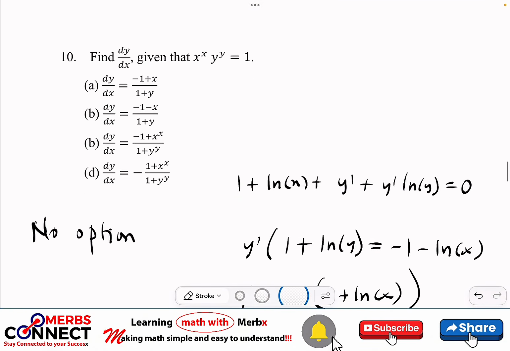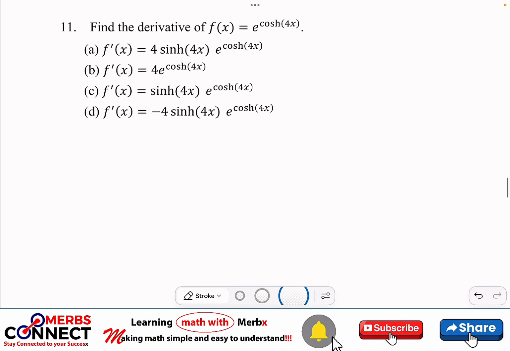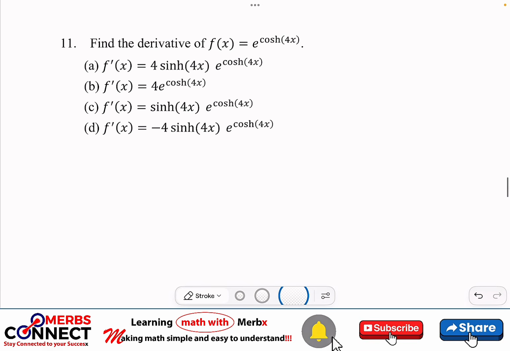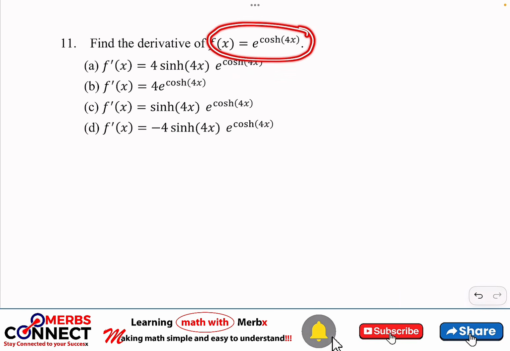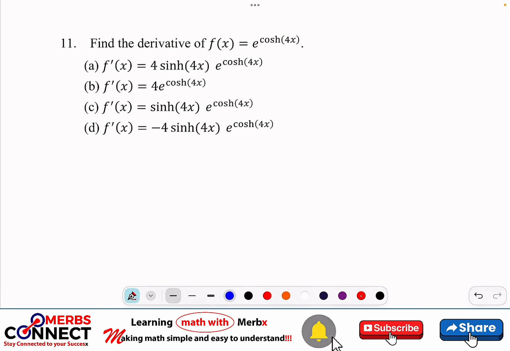So no option. Now let's move to question 11. Let's move to question 11. Now we want to differentiate this, right? So we have the exponential function, and we recall the exponential function, right? E to the power u. So if y is equal to this, then y prime is u prime e to the power u. So that's the exponential function. So now we can see that when you compare, u is equal to the hyperbolic function of cos, which is this. So we need u prime.